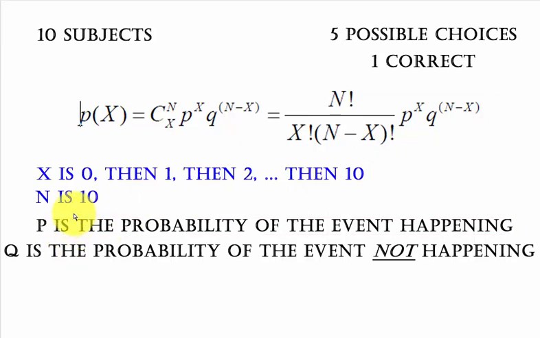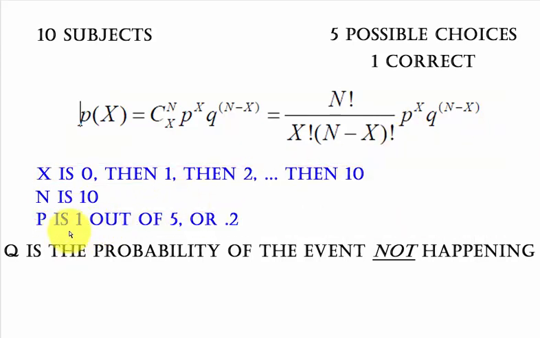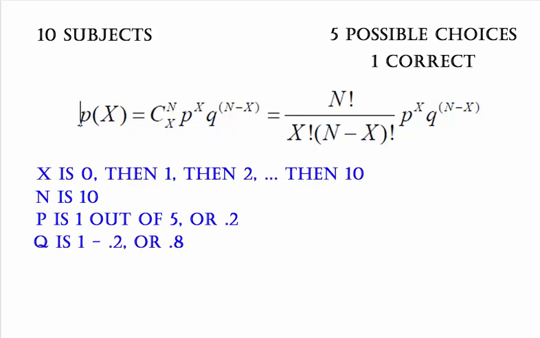N is always 10 in this problem, right? There's 10 trials, 10 subjects. P is the probability that they're going to get it correct by chance, which is 1 out of 5, which is a fraction, which turns into 0.2. And the probability that the event will not happen, that they won't guess properly, is 4 out of 5. So 1 minus 1 out of 5 is 4 out of 5, or 0.8. So let me say that again. The probability that they're going to get it correct is 0.2. The probability that they're not going to get it correct is 0.8.